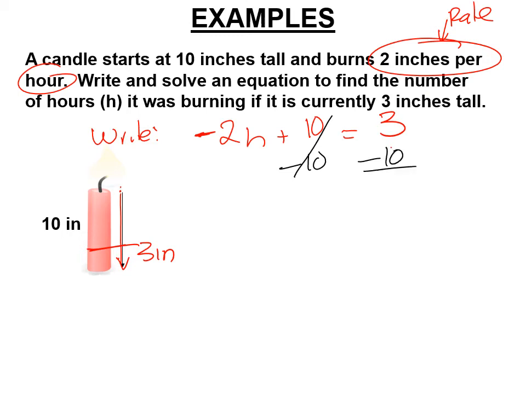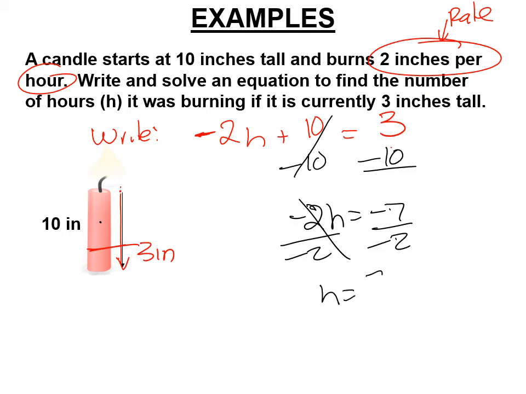and we get negative 2h. 3 minus 10 is negative 7, right? Because same as 3 plus negative 10. Divide both sides by negative 2. And this is what's going to happen on these candle problems. You're going to get 2 negatives, which turn into a positive. And there's 7 halves. But now, 7 halves normally I let you do, but you know, it's time.